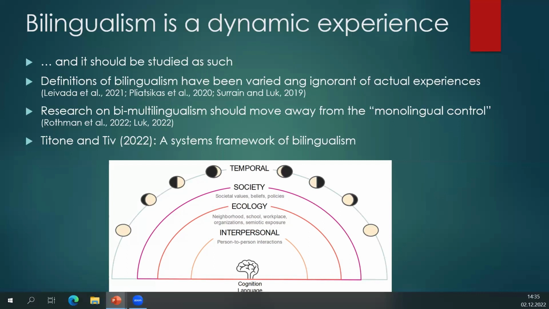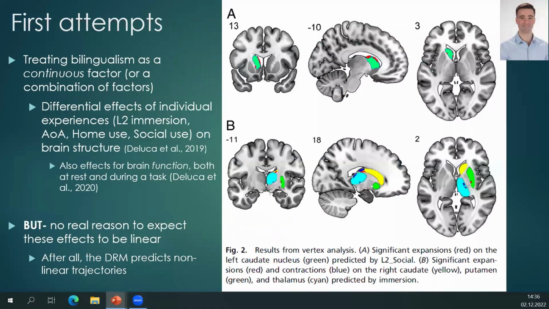Why should we care? Titone and Tiv, in a very nice paper, suggest we should look at bilingualism as a different framework. You're looking at the professional level, the ecology, society, where you find yourself, the temporal aspects of it. I won't go into detail about all these frameworks and theories. They're very interesting. I will focus on how we go about testing those things.